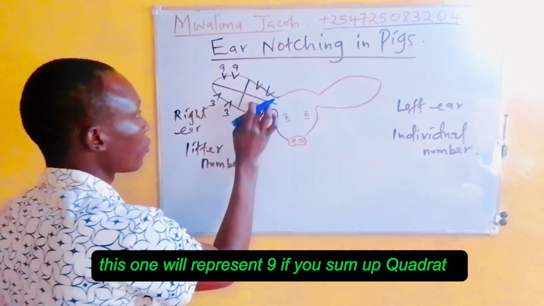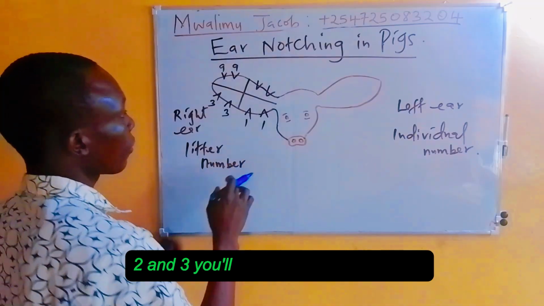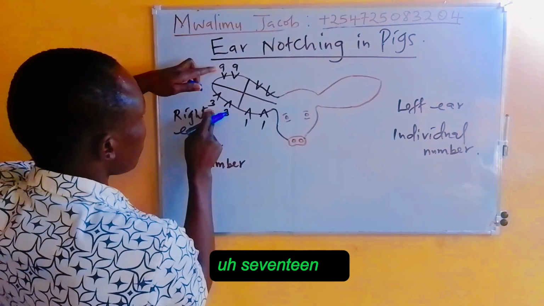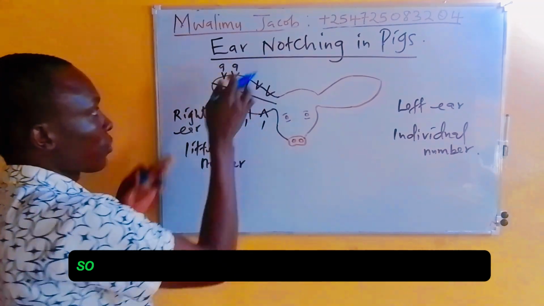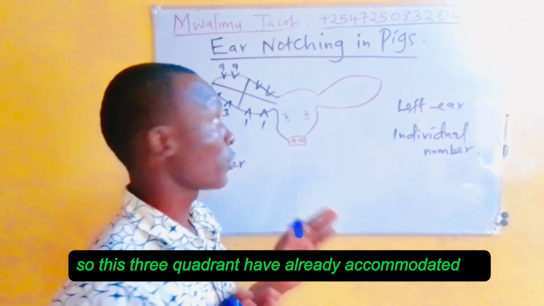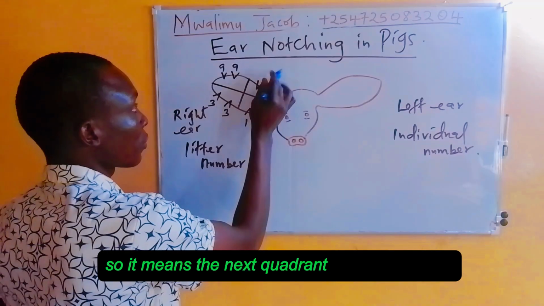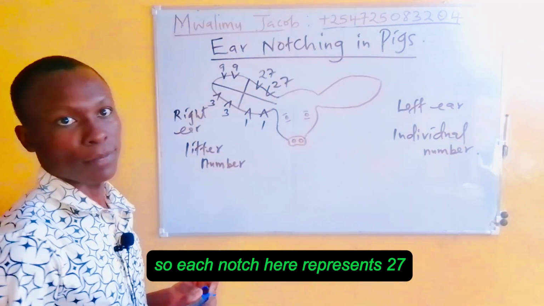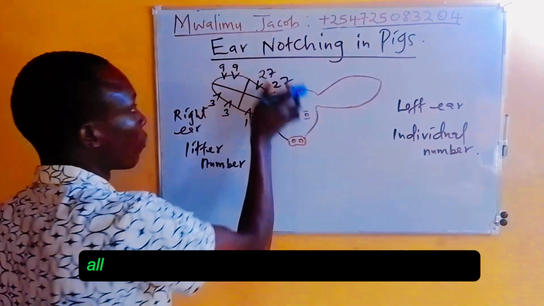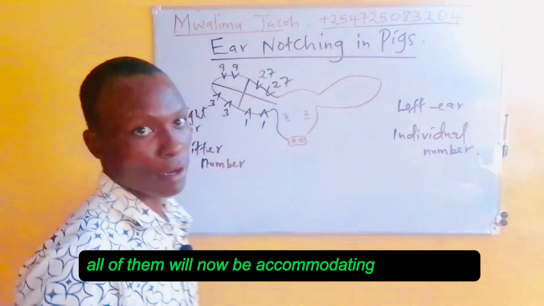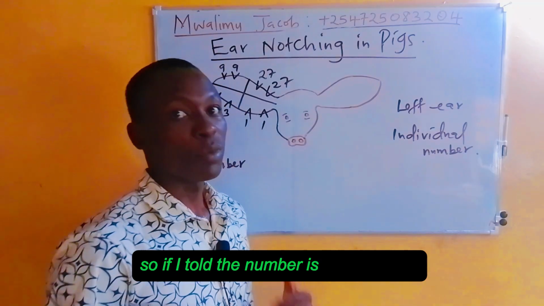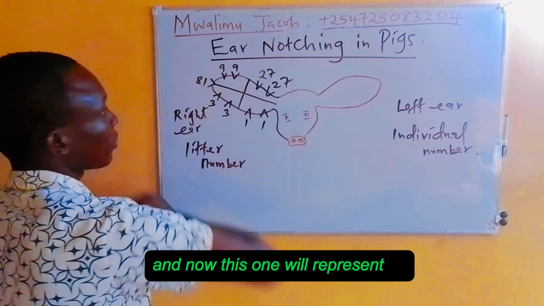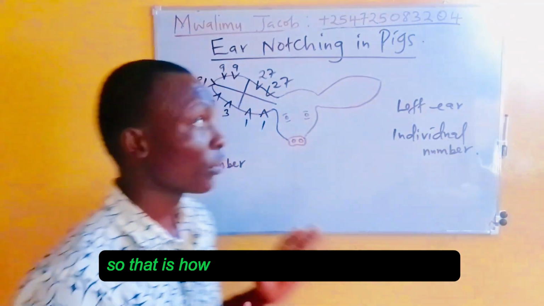If you sum up quadrants 1, 2, and 3, you'll find that this one is 2, this one is 5, 8, 17, 26. So these 3 quadrants have already accommodated 26. So it means the next quadrant will represent 27. So each notch here represents 27. And now all of them will be accommodating around 80. So if the number is beyond 80, we can cut a notch here, and now this one will represent 81. So that is how it is done.